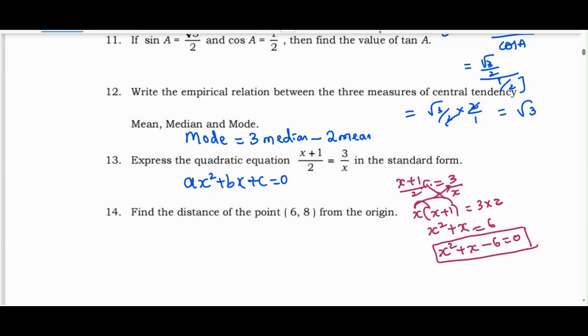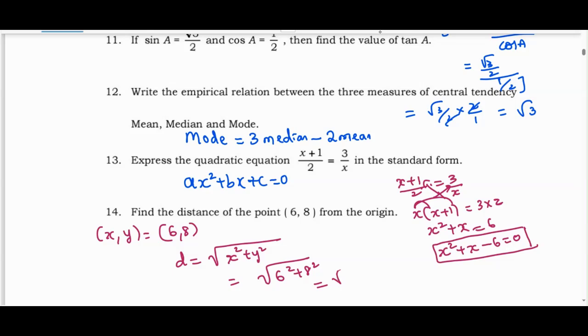Find the distance of the point 6 comma 8 from the origin. We have a formula: x comma y equals 6 comma 8. Whenever we find the distance from the origin, we have the formula root of x square plus y square, that is root of 6 square plus 8 square. 6 square will be 36, 8 square will be 64. That is nothing but root of 100. Root 100 is 10. So the distance will be 10 units.